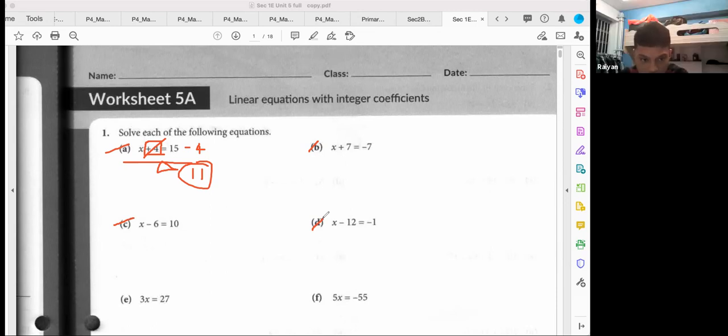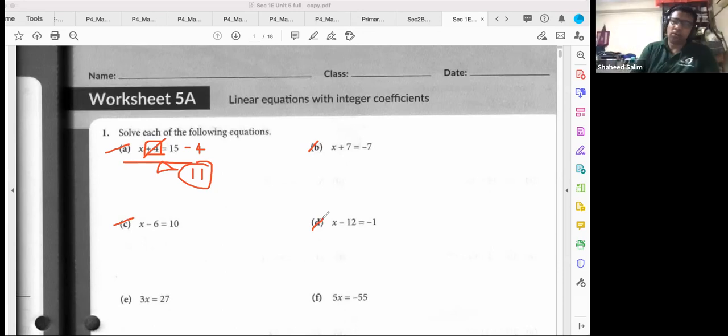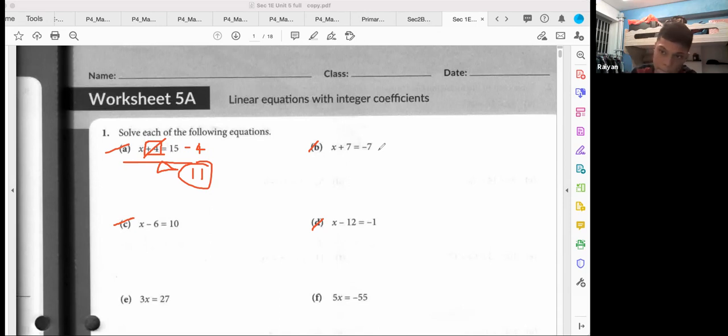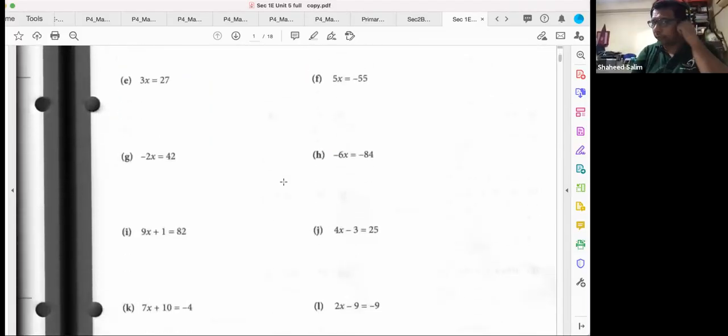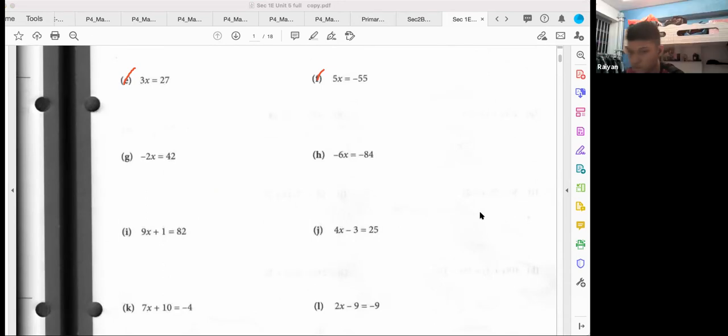X is equal to 16. Well done. Next one. Well done. X is equal to 11. Well done. Good, good. Hold on, I'll just clear the picture first. We do now EF. EF first. X is equal to 24 now.